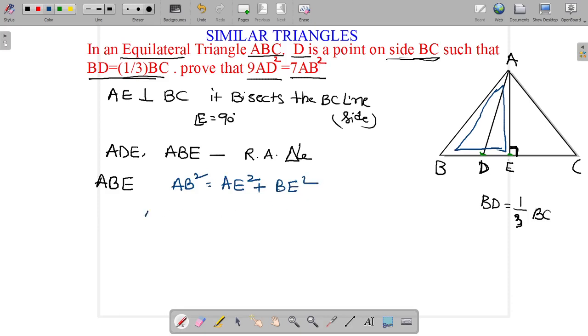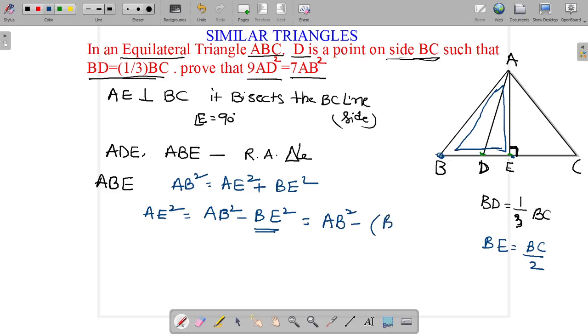So AE square is equal to AB square minus BE square. What is BE? BE is nothing but BC by 2. Substitute: AB square minus BC by 2 whole square.